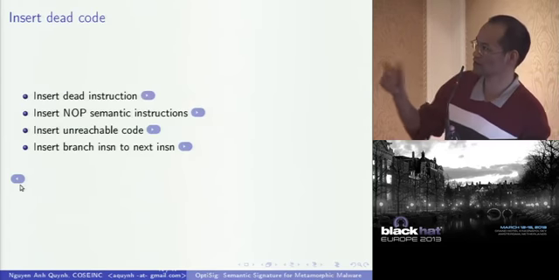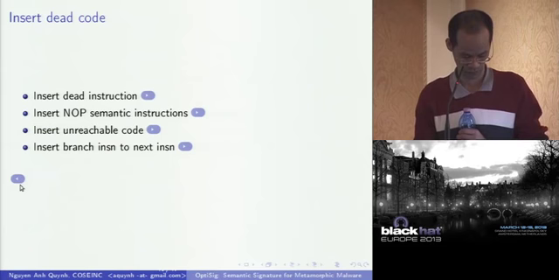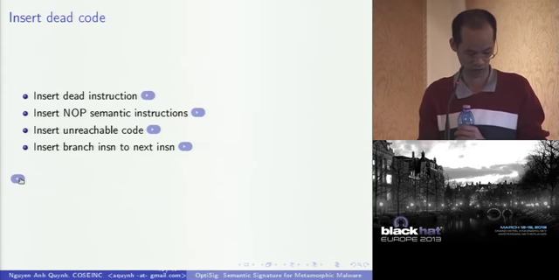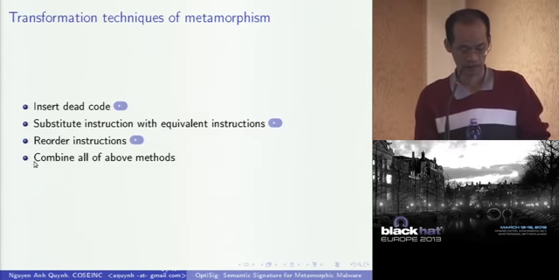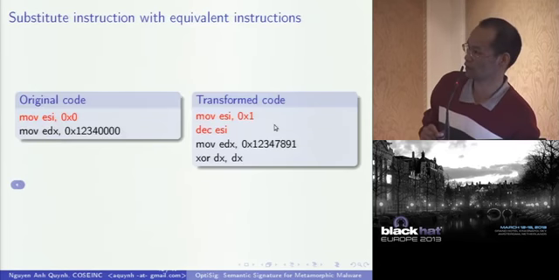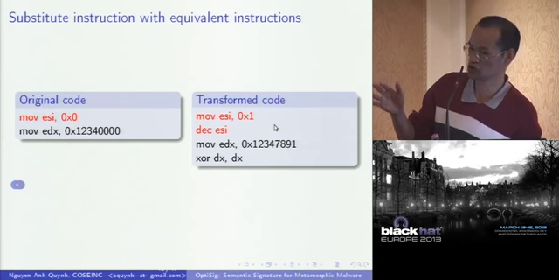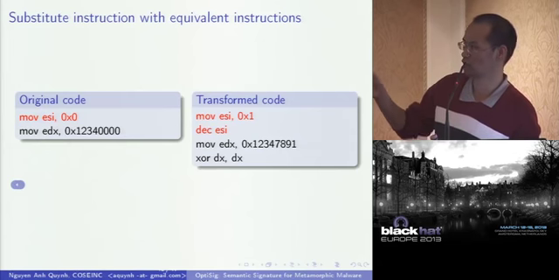Okay, that is the first method, insert that code. A very nice transformation method for metamorphic malware. Second one, substitute instruction with equivalent instruction. So see here, one example. On the left side is the original code, and on the right side is the transformed code.